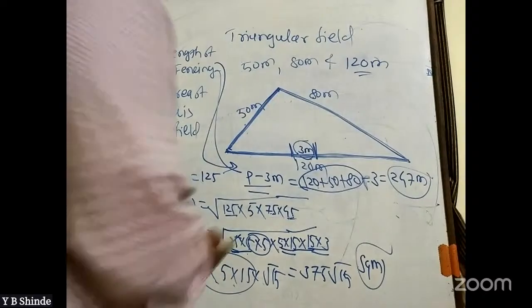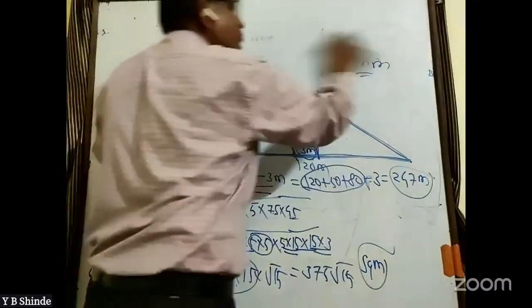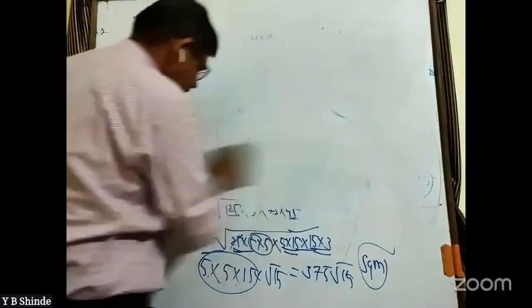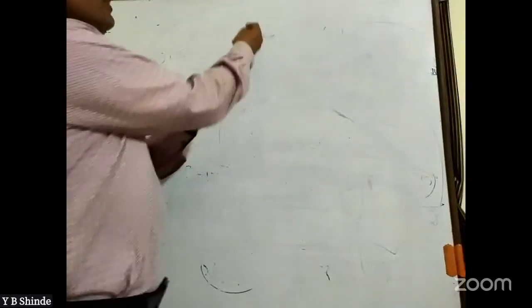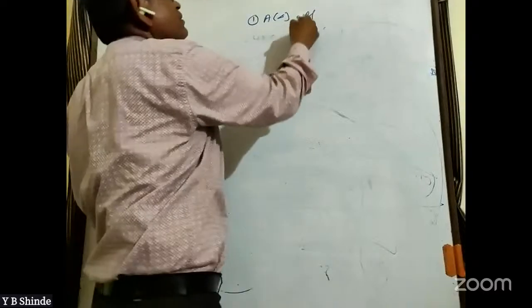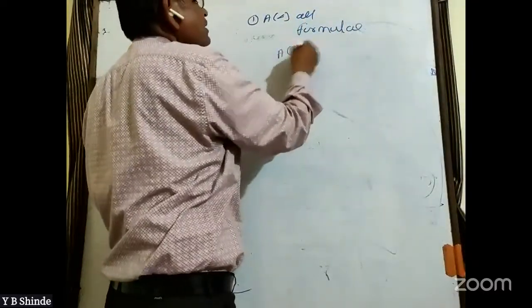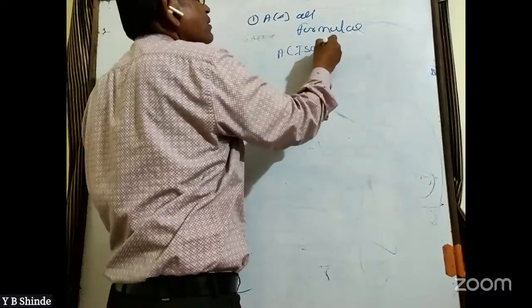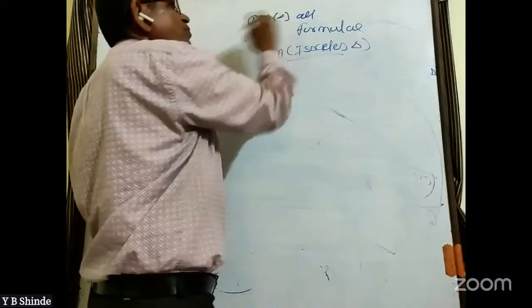Now, for the next lecture, we will have some formulas here. What are these formulas? Look at this formula. Our first formula was the area of a triangle, Heron's formula. I have not taken the area of an isosceles triangle today because my focus was on Heron's formula.